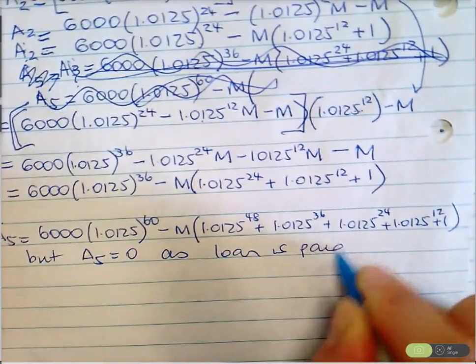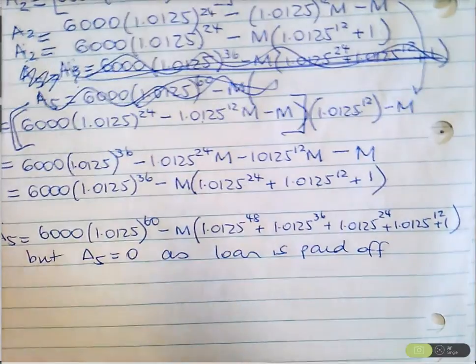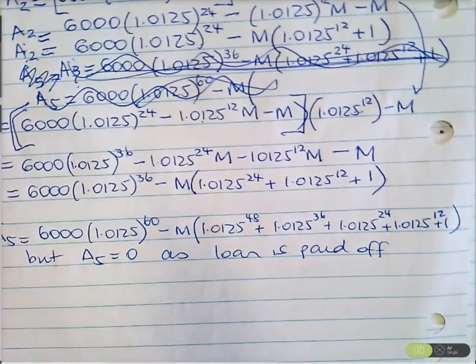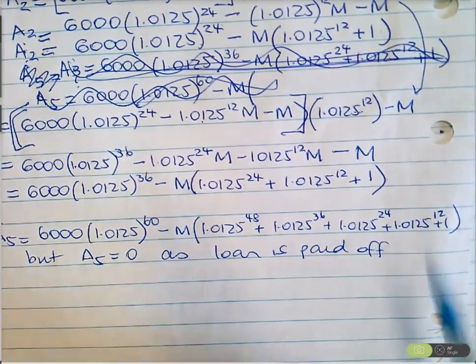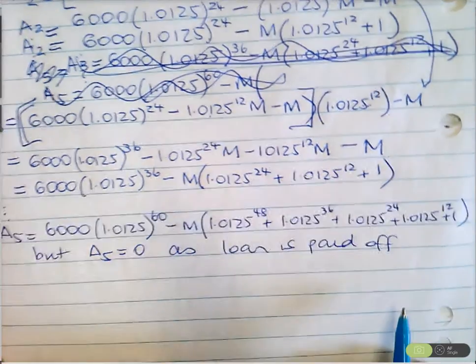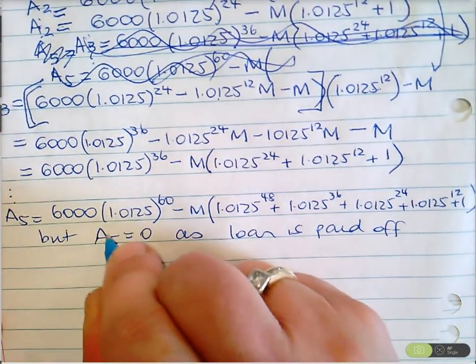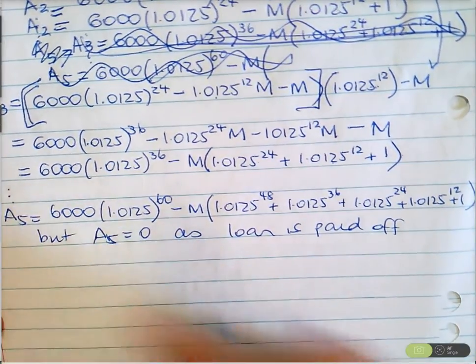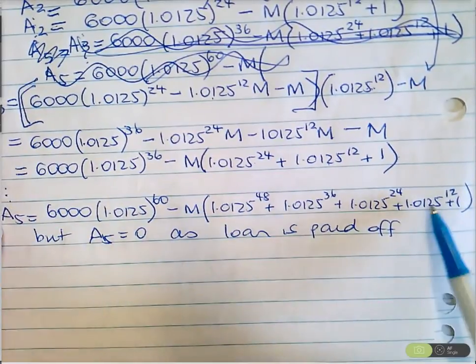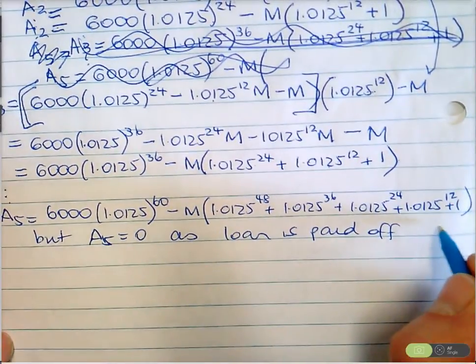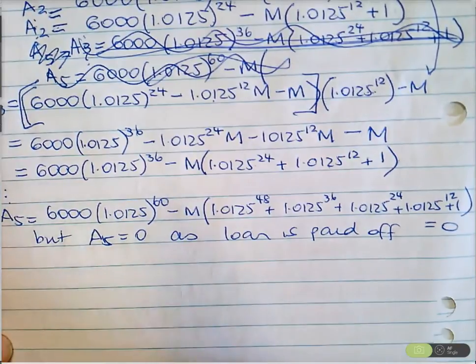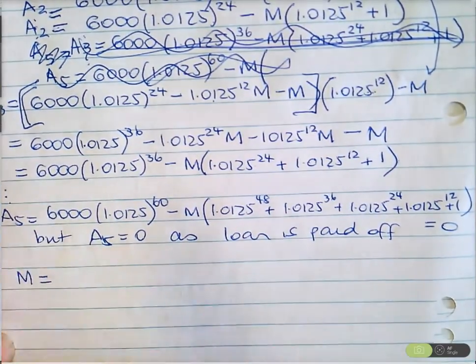So girls, you don't have to do a sum of series for this. You can just add them up if you want, or you can do sum of a series. There's only 5 numbers to add up. So A5 is that, but A5 equals 0 as the loan is paid off. So therefore, I don't really want to write 0 equals that. Can I go just equals 0 there? And now, how do you work out m?